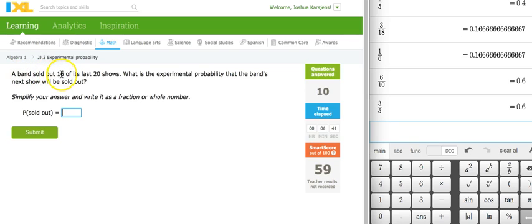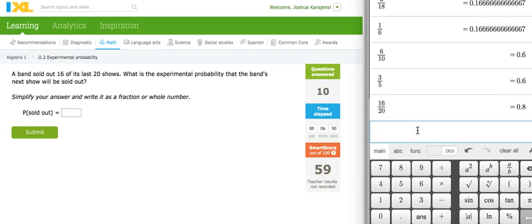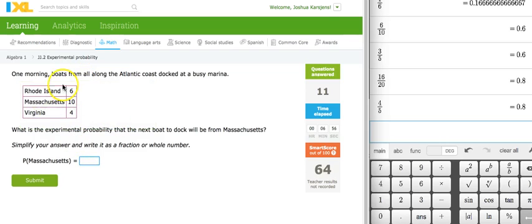So a band sold out 16 of its last 20 shows. There's a total. Okay, so be careful. 16 divided by 20. I think I can reduce that to 4 out of 5. Yes, I can. Sold out. 4 out of 5 of their shows are sold out. They must be hip.